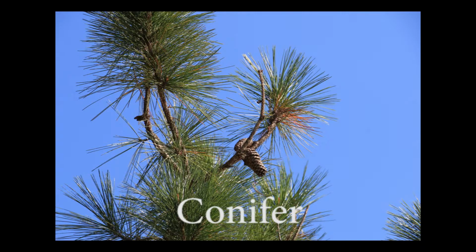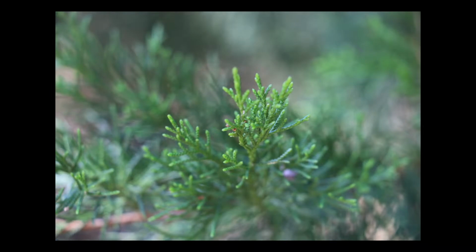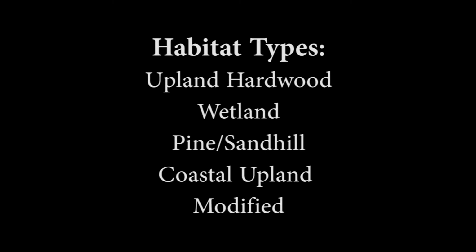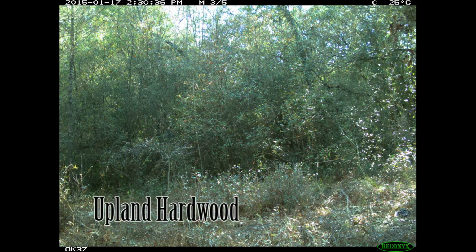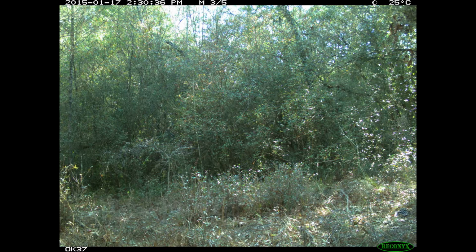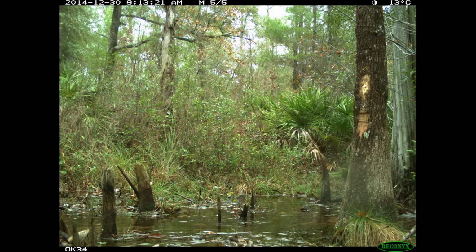The third is conifer. These are the long, thin needles you think of as pine trees, or small, scaly needles, but you'll see that they will have cones. The upland hardwood habitat is going to have a mix of different tree types, including a lot of evergreen and deciduous trees. This habitat is often going to be thick and possibly difficult to walk through. It's not going to be as open.